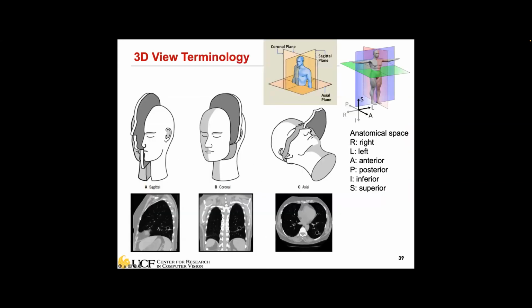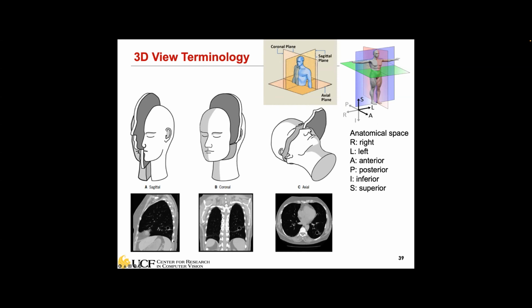Okay, so for the sagittal view, you can imagine the human body being sliced into left and right, as seen from this direction. And for the coronal view, you separate the body into front and back. For the axial view, it is from top to bottom.